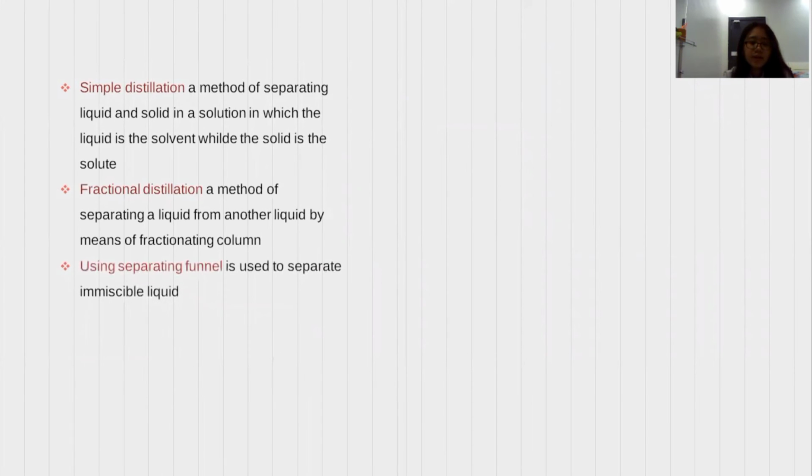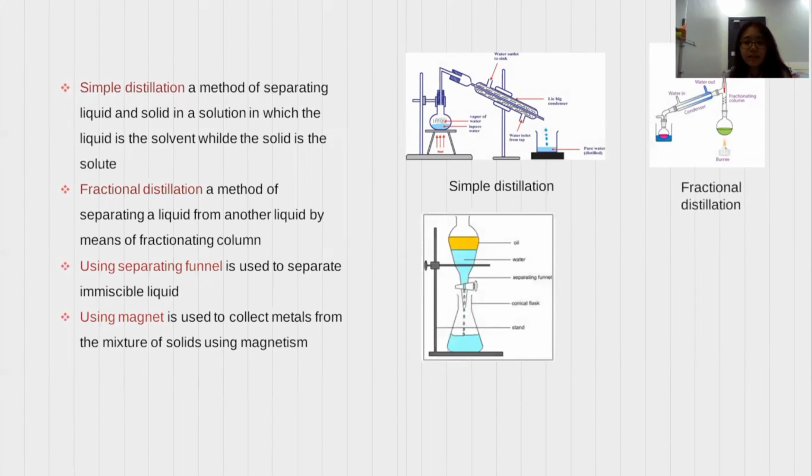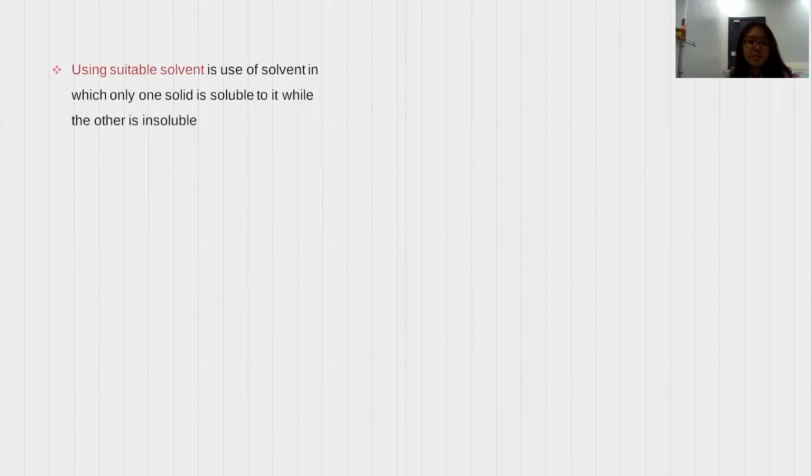A separating funnel is used to separate immiscible liquids. And lastly, we have using a magnet. It's used to collect metals from a mixture of solids using magnetism. Here are the examples of simple distillation, fractional distillation, separating funnel, and using a magnet. Using a suitable solvent is the use of a solvent in which only one solid is soluble while the other is insoluble.